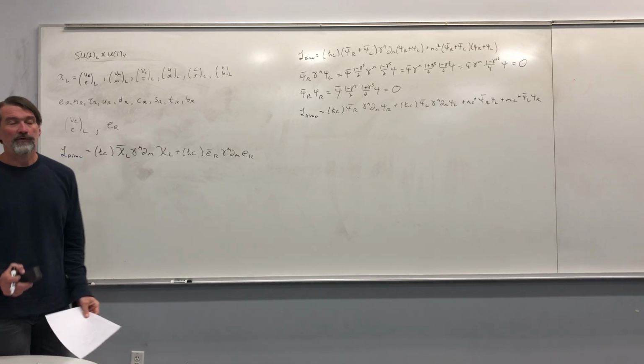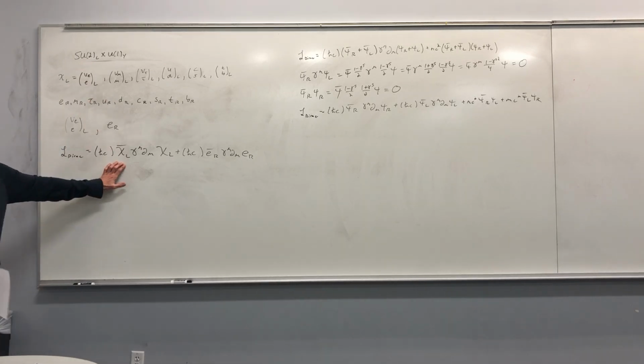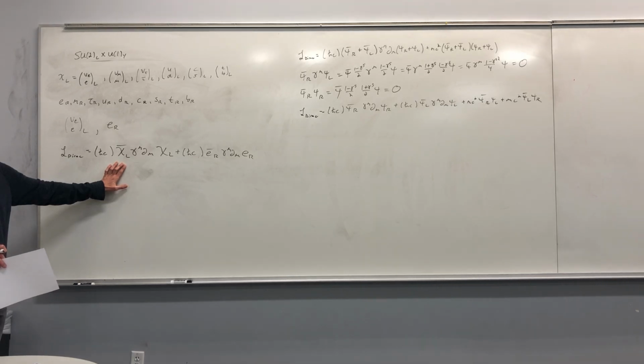Now let's go back to pseudo-familiar ground. Let's gauge the symmetry of this Lagrangian. Let's localize it. As you can expect, this is going to be ugly.